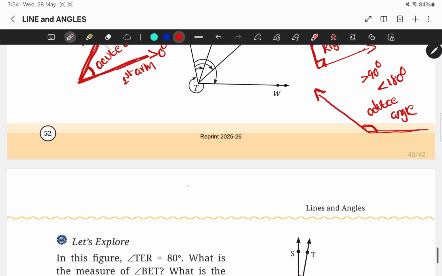And another, the straight angle. For the straight angle, this is the first arm and this is the second arm, and the vertex will be here. This is a straight angle. For a straight angle, the angle will be 180 degrees.